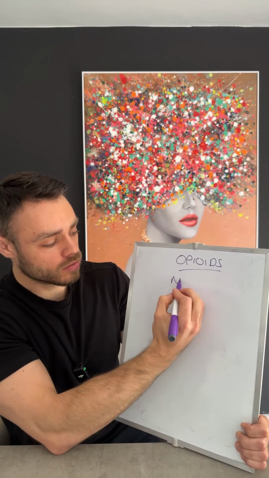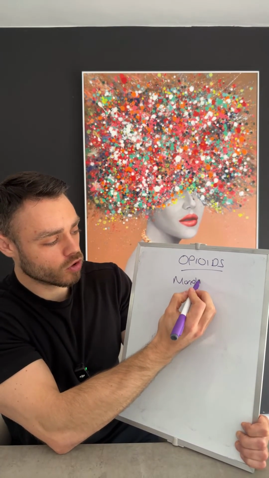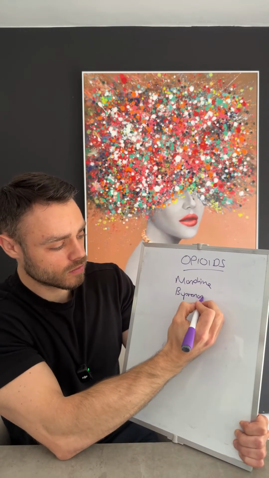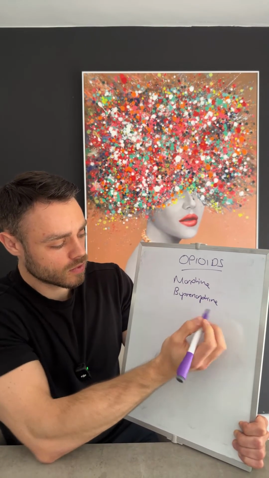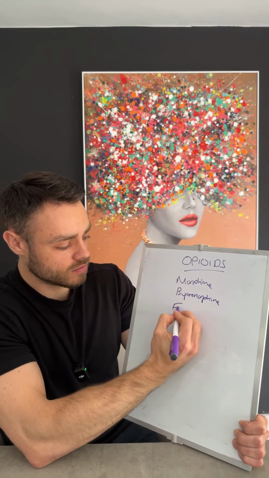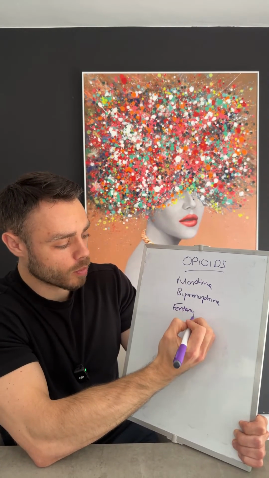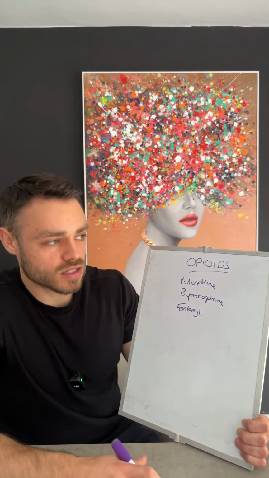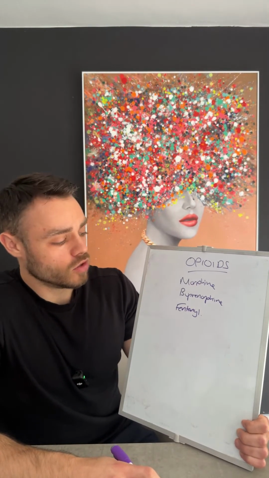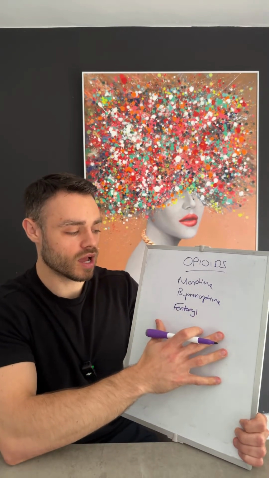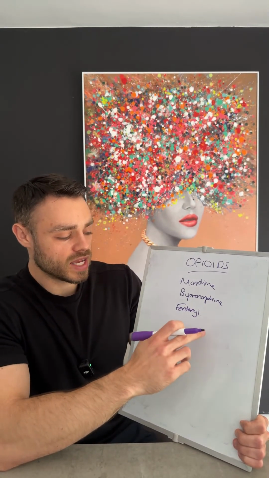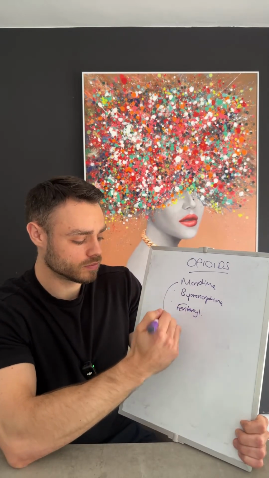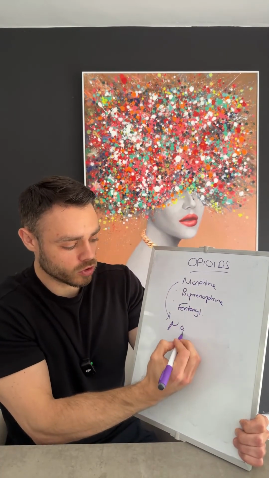But the ones that are common, so you've got morphine, you've got buprenorphine, and you have fentanyl. These are the most common ones. Obviously, there are more, like I've said, there are tapentadol, there are pethidine, you can go on. But these are the most common. And the biggest thing is they all slightly work on different receptors. So let's pick morphine. They work on the mu opioid receptor.